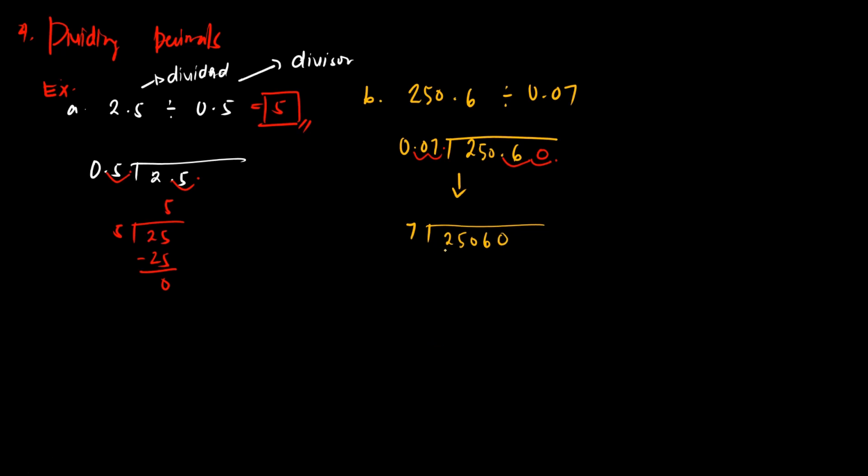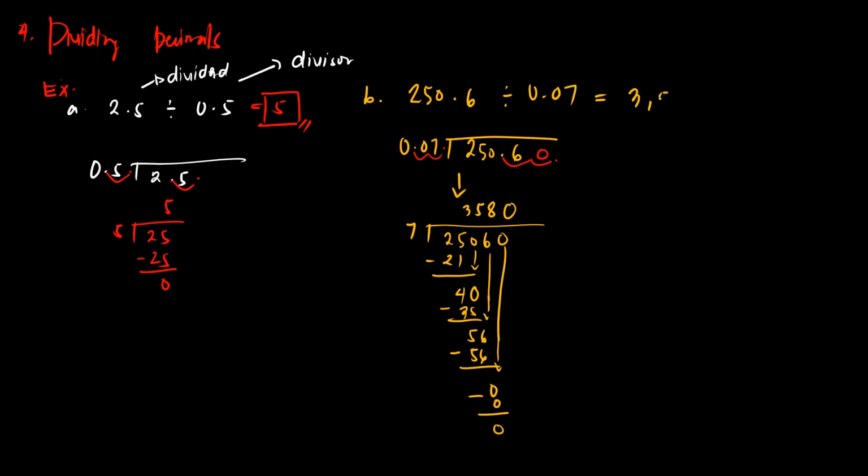Okay? So, 7 divided by 2, it cannot be. So, 7 divided by 25, the answer is 3. 3 times 7, we have 21. Subtract them, you will have 4. Bring down si 0, which is 40. 7 divided by 40, you will get 5. 5 times 7, you will have 35. Subtract them, the answer is 5. Bring down si 6. 7 divided by 56, the answer is 8. 8 times 7 is 56. Subtract them, the answer is 0. Then bring down 0. 0 divided by 7 is 0. Then 0 times 7 is 0. Then subtract them, you will have 0. So therefore, the quotient of 250.6 and 0.07 is 3,580.